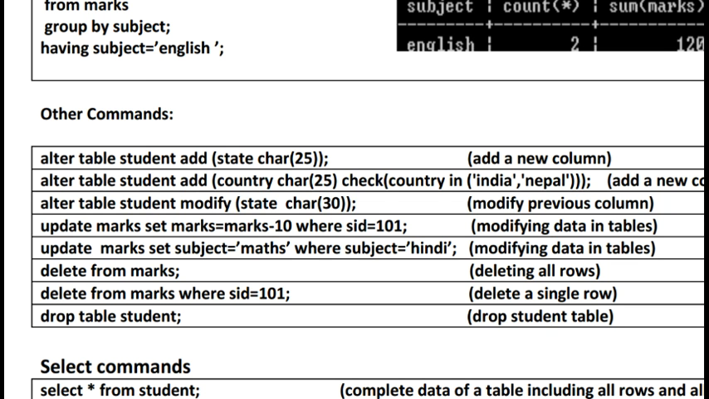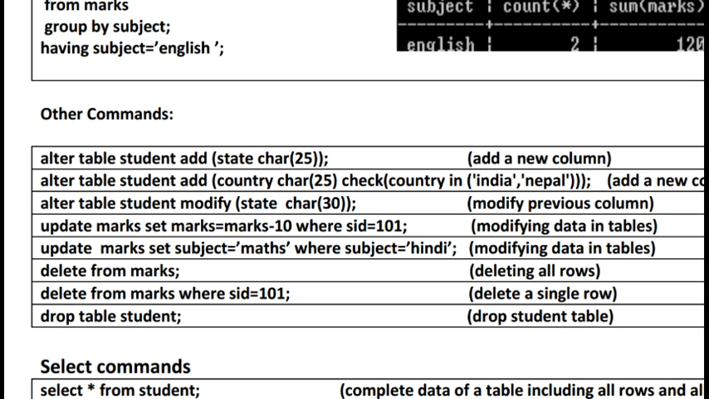Here: ALTER TABLE student ADD country, and CHECK country IN ('India','Nepal'). This command tells us that in the student table we add a new column, country, with a check constraint. It only allows India and Nepal as column cell values. Other countries we cannot include. Next: ALTER TABLE student MODIFY state CHAR(30). Last time the state data type was 25, but here I am increasing the size of state to 30 using the MODIFY keyword.